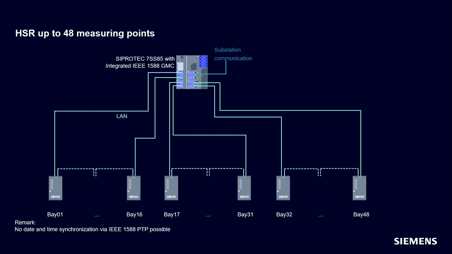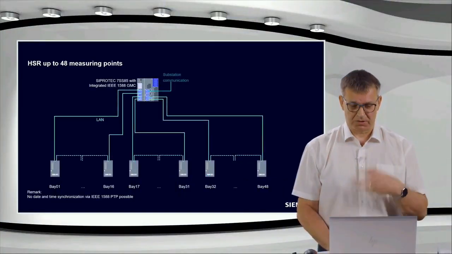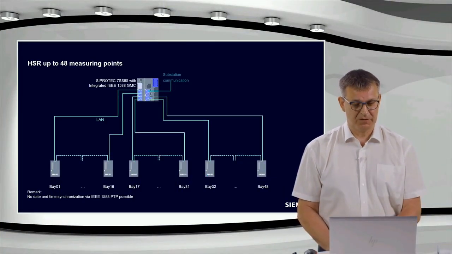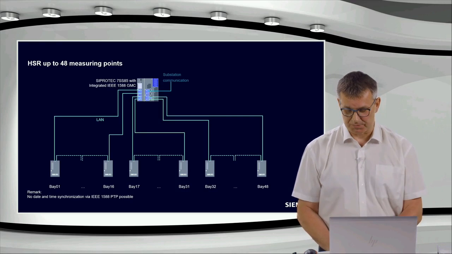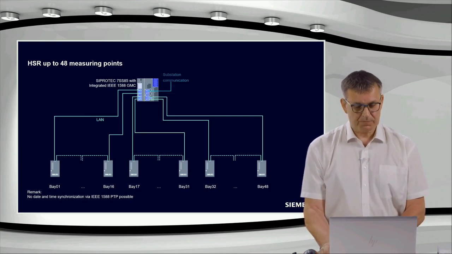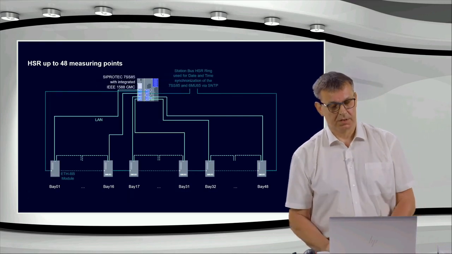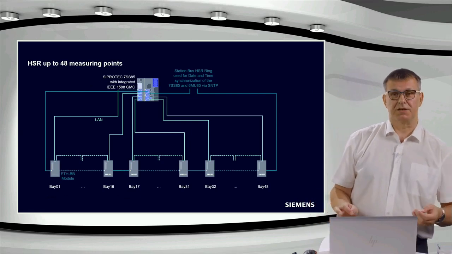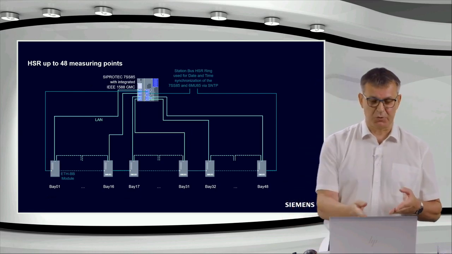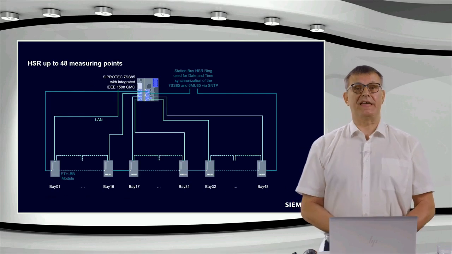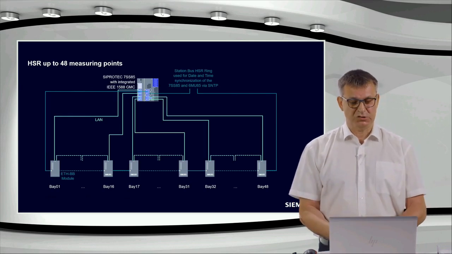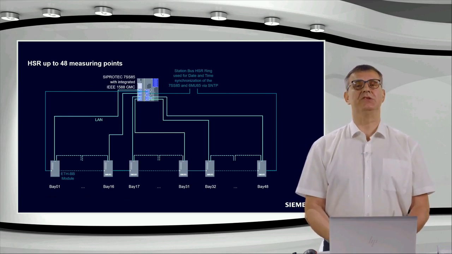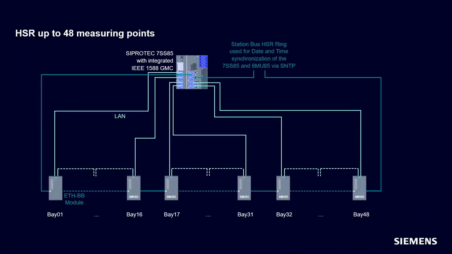This first communication topology I explained a little bit more in detail, because a lot of stuff will be the same in the next communication topologies. It's absolutely the same configuration as before, but I explained to you at the end that no date and time synchronization of the 7SS85 and the bay units is possible.